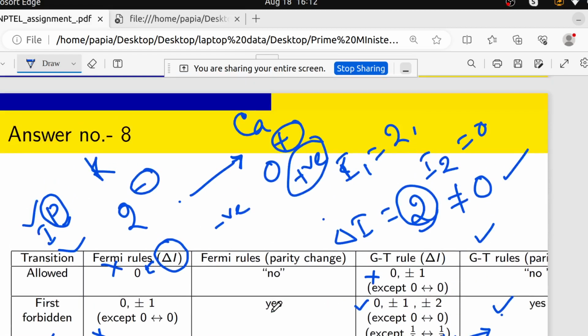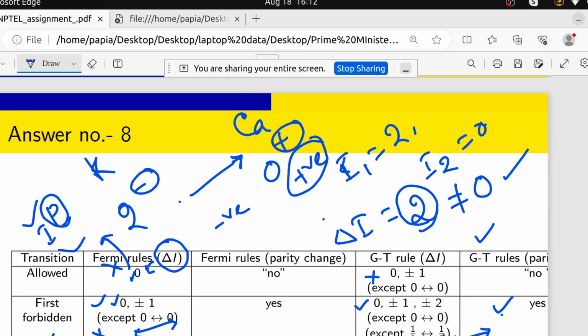Now you can see once more, the Fermi rule is 0 here, also 0. Then how can we understand, if 0 is there, which one will be the correct one? Obviously there is another exception: 0 to 0 will not be acceptable here for the first forbidden. Let's say I have 0 plus to 0 plus, then delta I equals 0. This delta I equals 0 will not correspond in this case, because it is written here except 0 to 0.